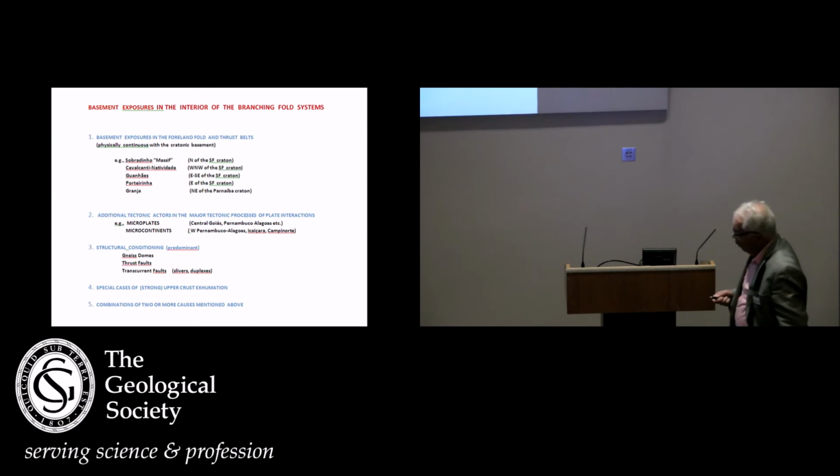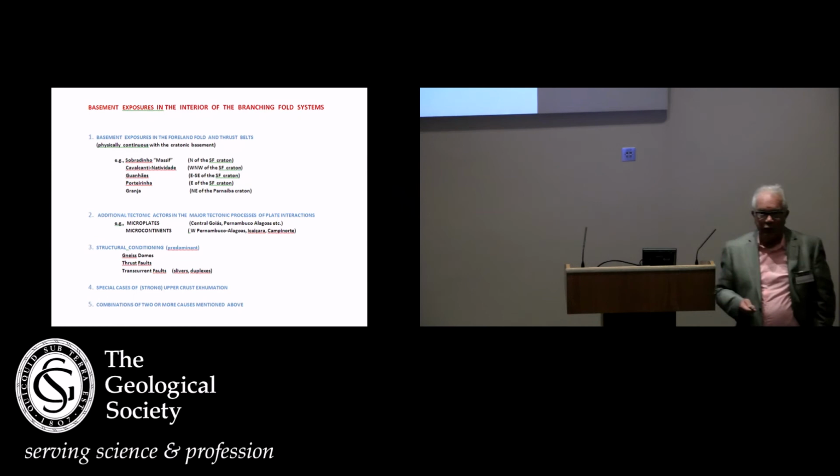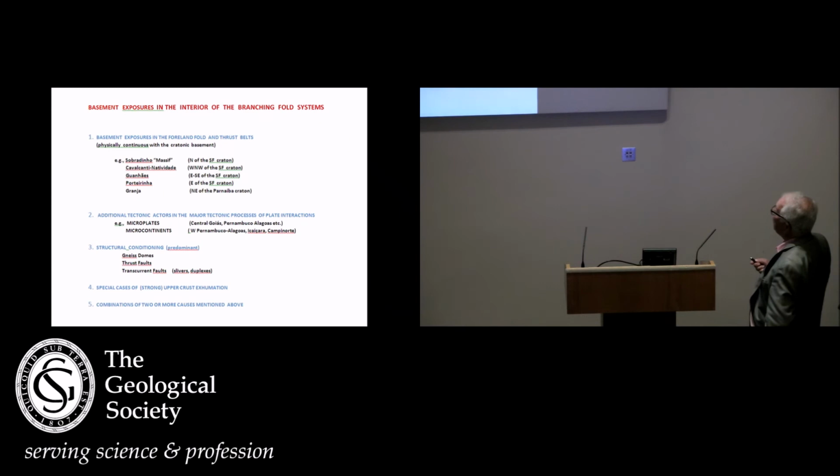These small blocks are generally called basement layers, terrains, massifs, median massifs, blocks, and so on. When we start to study them, we see that each one has a problem that we have to take into consideration. I try to classify here basement fissures of the four land of the folded thrust belt: Sobradinho, Cavalcante, Goiânia, Porteirinha, and Granja. I'll talk about these.